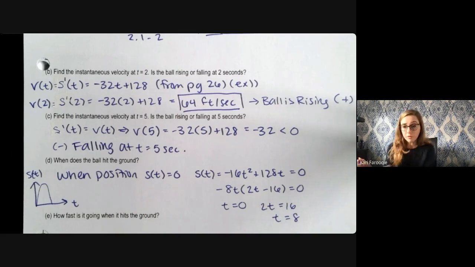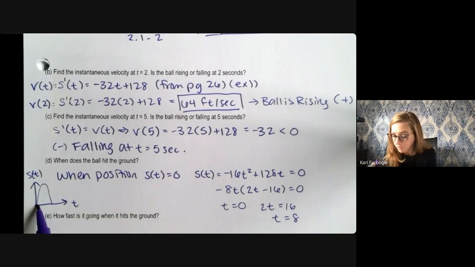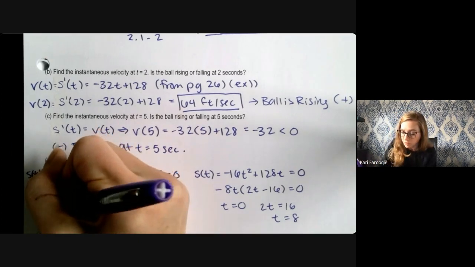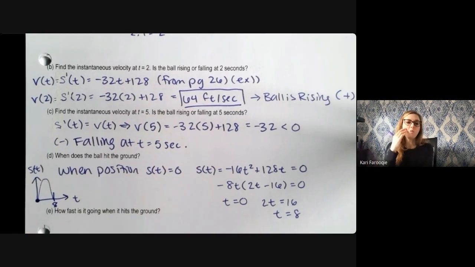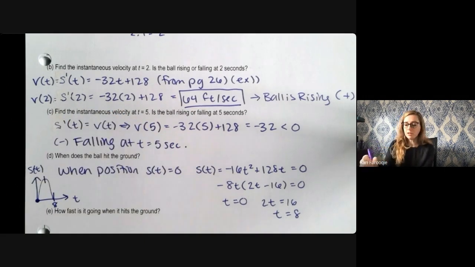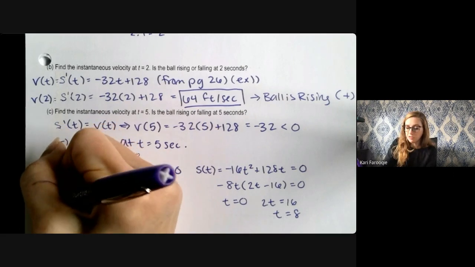So t equals 0 was the first place where the position was 0 right down here. T equals 8 is the second place where your position is equal to 0. So now you can see how it makes sense where somewhere in the middle here, you hit this highest point. That highest point is going to correspond to 4.